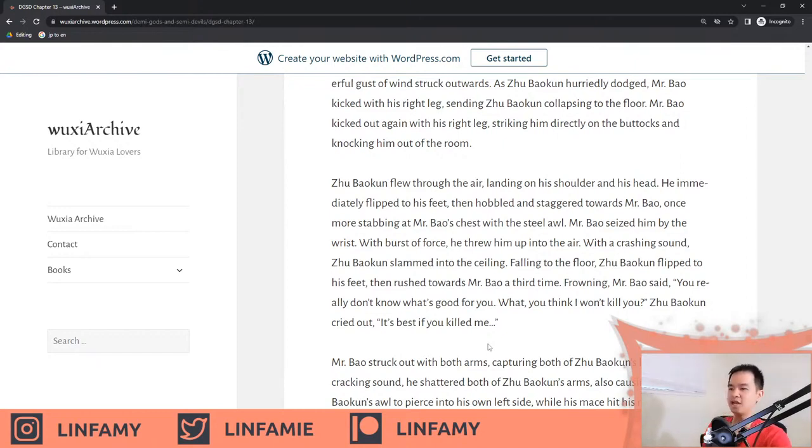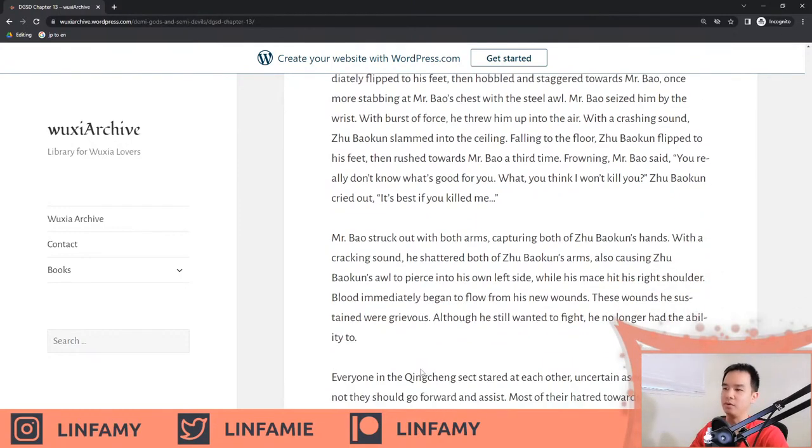Frowning, Mr. Bao said, You really don't know what's good for you. What do you think? I won't kill you? Ju Bao-kun cried out, It's best if you kill me. Mr. Bao struck out with both arms, capturing both of Ju Bao-kun's hands. With a cracking sound, he shattered both of Ju Bao-kun's arms, also causing Ju Bao-kun's awl to pierce into his own left side, while his mace hit his right shoulder. Bam! He broke both his arms just like that.